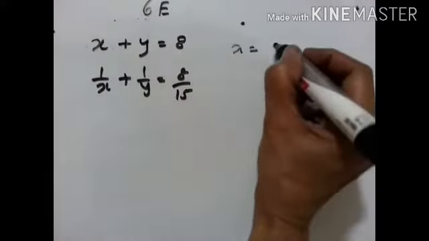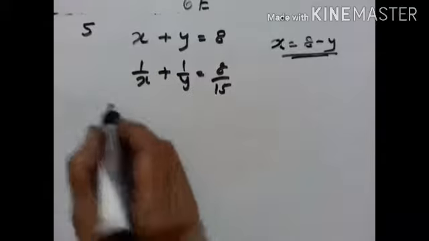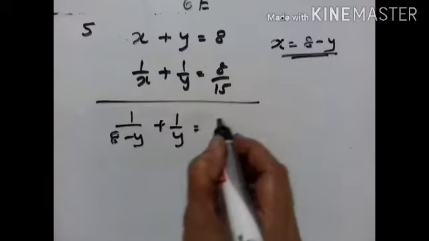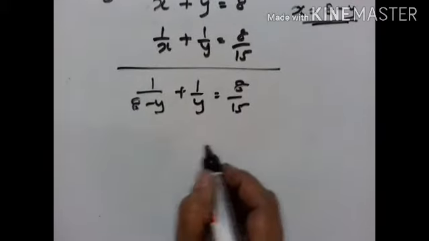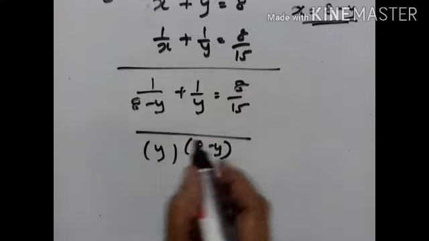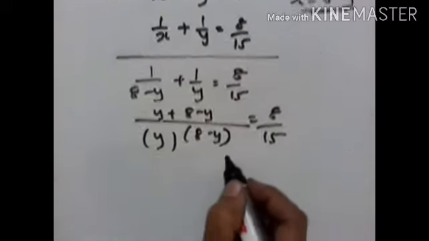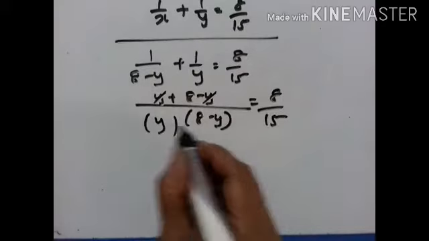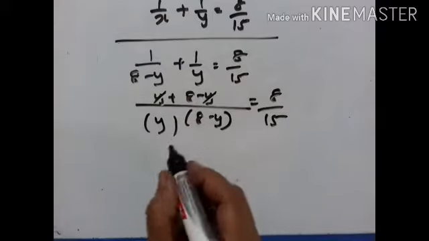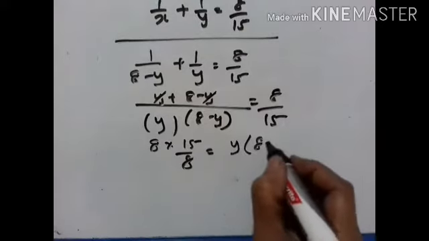Now here x is equal to 8 minus y. Let us substitute this value in place of x here. So 1 upon 8 minus y plus 1 upon y is equal to 8 upon 15. So LCM is equal to y into 8 minus y, and here it is y plus 8 minus y is equal to 8 upon 15. Y goes off. This goes to the numerator and 8 upon 15 becomes 15 upon 8. So 8 into 15 upon 8 is equal to y into 8 minus y.